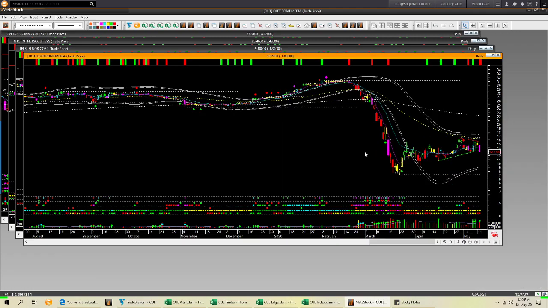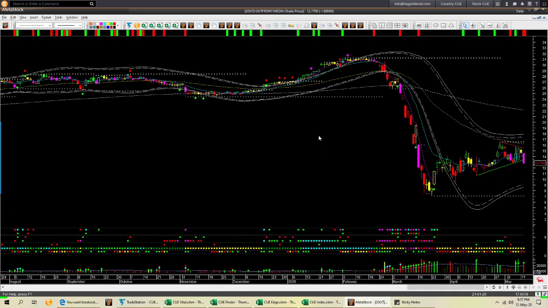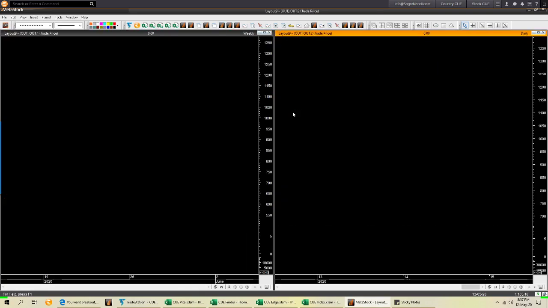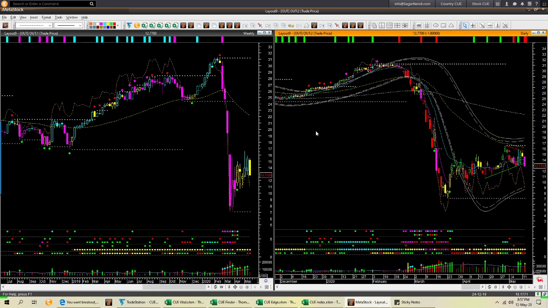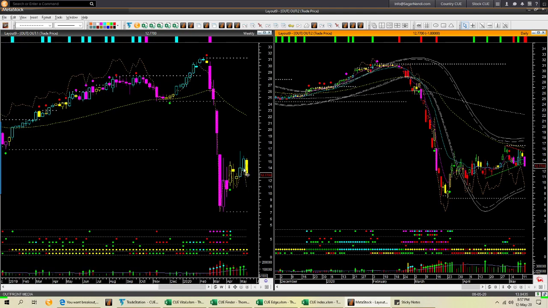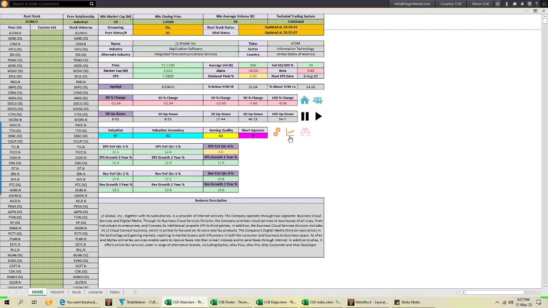That was JCOM. Let me try to find 360-degree trade setups where everything is aligned, including fundamentals. Let's look at OUT. Looking at it at a glance, this is a breakout trade setup. A breakout setup doesn't mean I cannot take it if the weekly is yellow. Let me look at OUT's fundamentals.